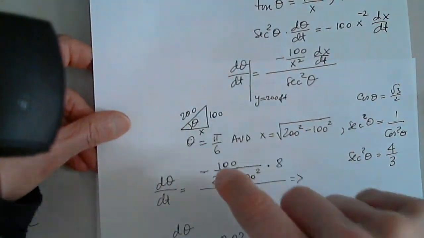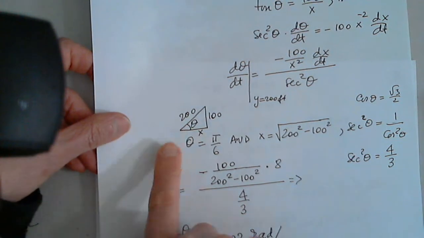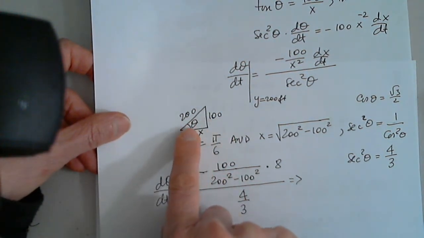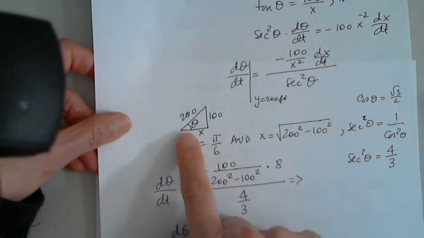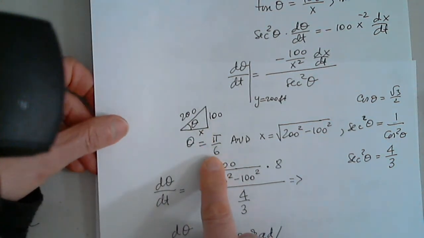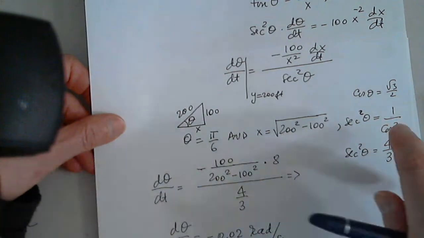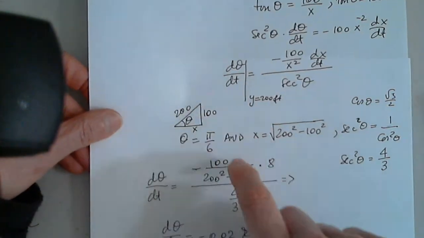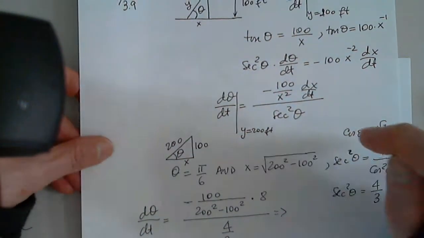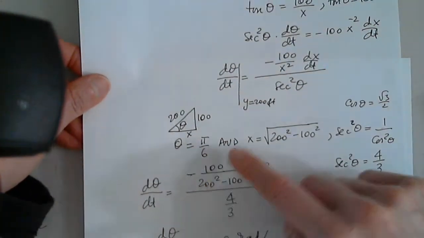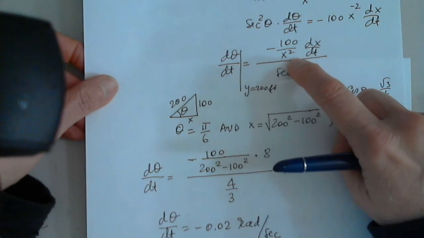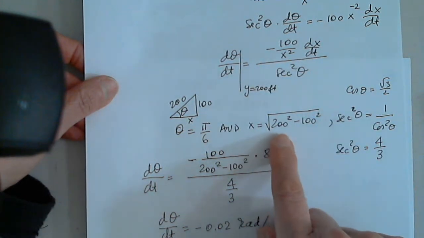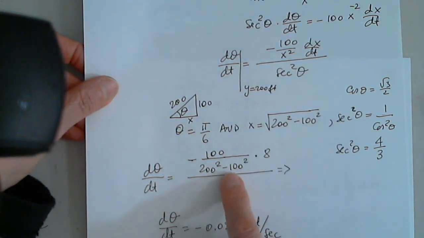When y equals 200, then sine of theta is 100 over 200, which is 1/2, which means theta must be pi over 6. And x will be the square root of 200 squared minus 100 squared. So what do I have here? I copy negative 100. I copy dx over dt, which is 8. I copy x squared, which is 200 squared minus 100 squared.